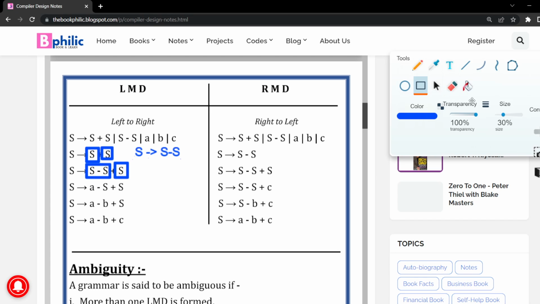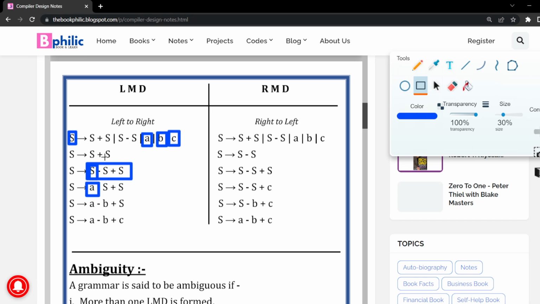Now, in the second one, we have to consider which non-terminal is at the leftmost. So this is the S which is at the leftmost. First of all, we have to derive this capital S. We can derive this capital S into either small a, small b, or small c, which are nothing but the terminals which cannot be further derived. So we can take capital S derives small a. So here it is, capital S derives small a.